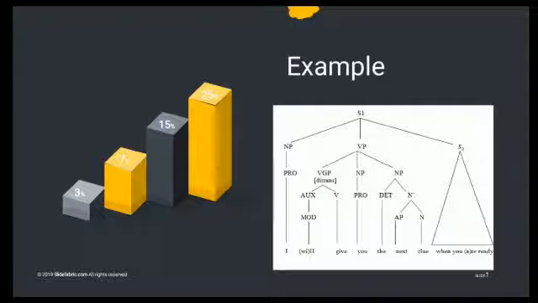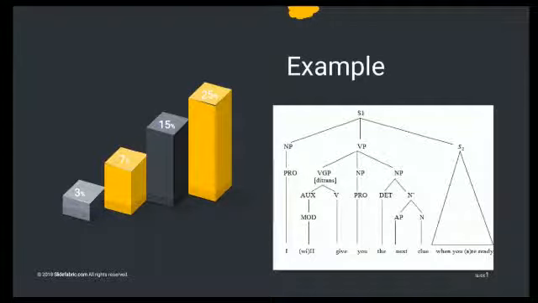VGP divides into two: auxiliary and verb. Auxiliary divides into one line, a modal. The modal word is will. And then verb, there's one line for the word give. The second noun phrase of the verb phrase divides into one line, a pronoun, showing the word you.